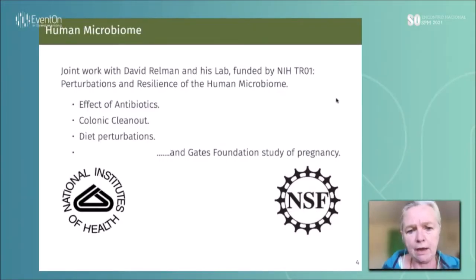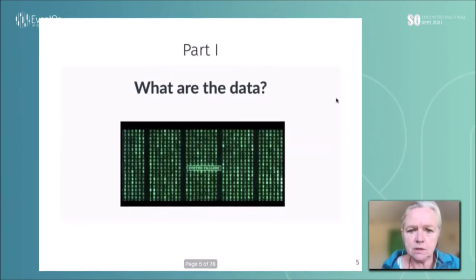So the data that I'm going to analyze has come from joint work with large grants that I have with David Relman and his lab. And we studied the resilience in particular of the human microbiome after perturbation. So when you take antibiotics, or when you're sick, or when you have a colonoscopy, or when you change your diet, that's a perturbation which actually has an effect on how the microbes in your gut are reacting. And so I'm going to talk a little bit more about the data.